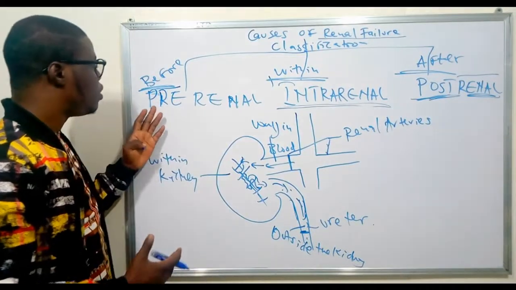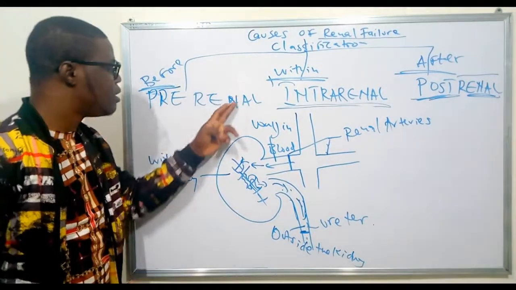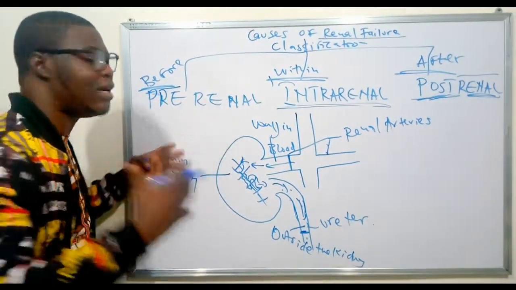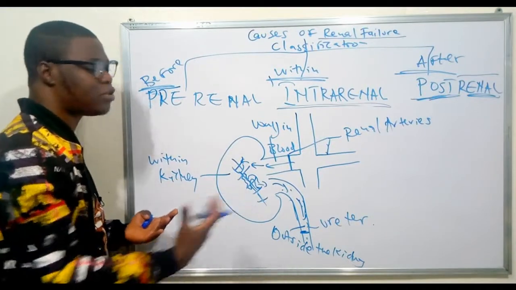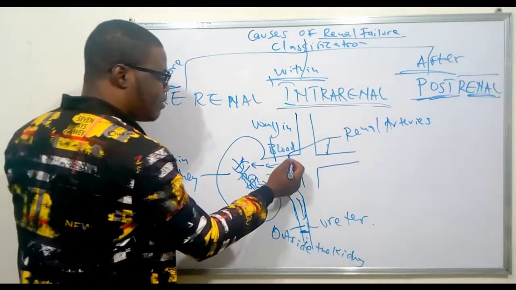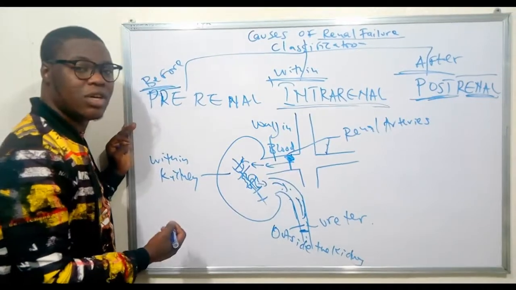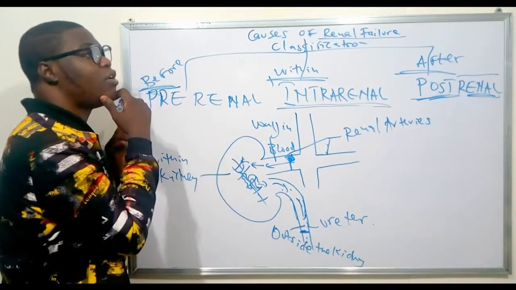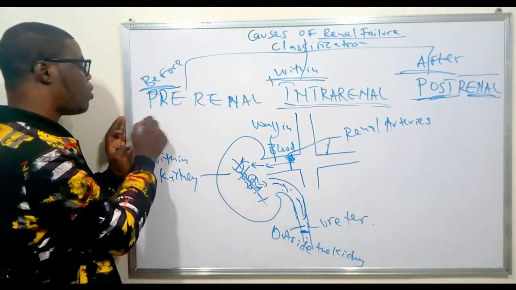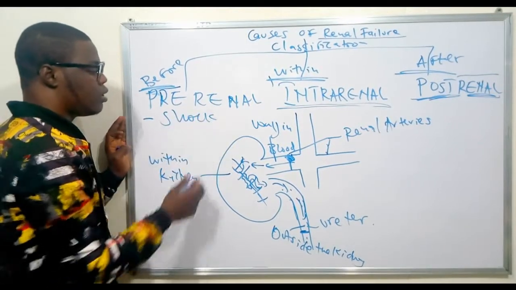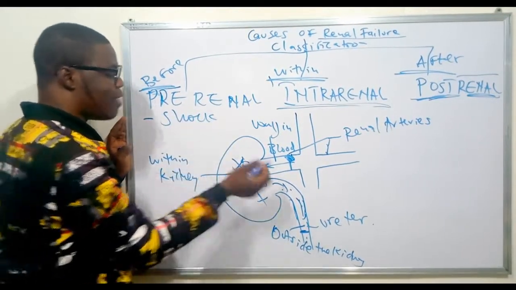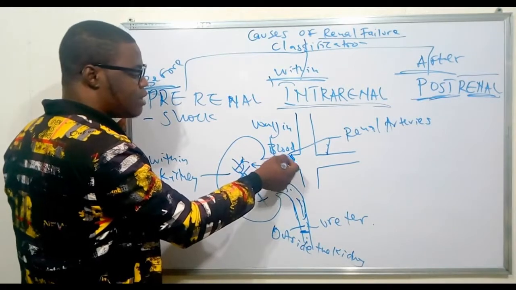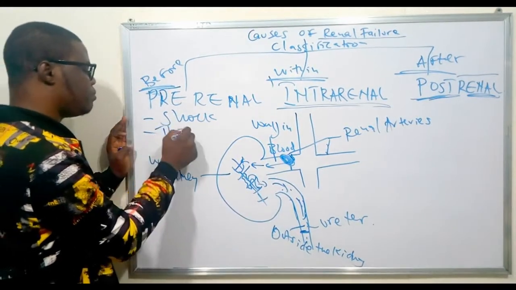So before I clean the board, let's just talk about this pre-renal. Pre-renal causes bring about reduction in the amount of blood supply to the kidney, which means they affect the renal artery most of the times. So those things that can cause reduction in blood supply to the kidney include shock. And after that we have embolism, such as thromboembolism.